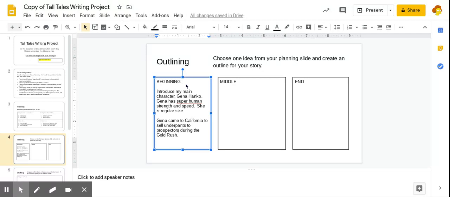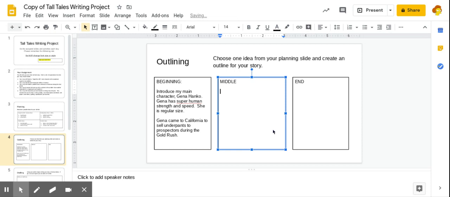Okay, so remember, in the beginning, your job in writing any narrative is to kind of introduce your main character and get them going so that your reader knows who they are and what they're about. We also want to establish our setting. So setting includes the time and the place. So California during the Gold Rush, so that's my time and place. And that's basically our job in the beginning. In the middle, we want to begin to establish our problem.